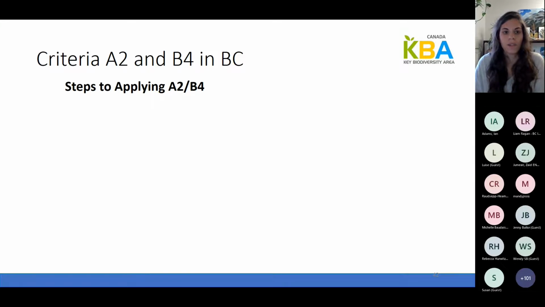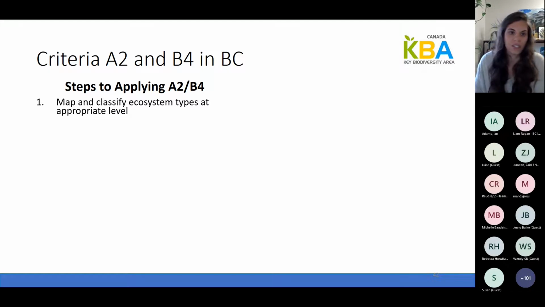So I'll talk a little bit about each of those criteria types individually. First of all, we have A2 and B4, and although they're not exactly the same, ecosystem types will likely be assessed for qualification for both of these criteria simultaneously. So what you need to apply these criteria first is actually map and classify ecosystem types at the appropriate level. So remember that I mentioned that we're looking for an intermediate level and a globally consistent ecosystem hierarchy. British Columbia has a really good ecosystem classification system already, which probably some of you are familiar with.